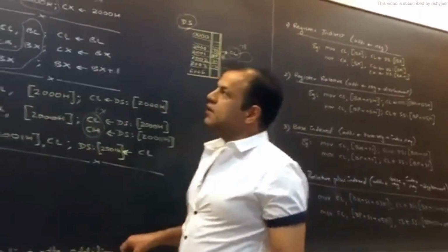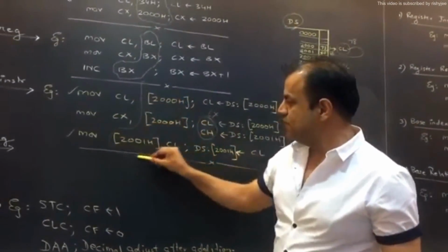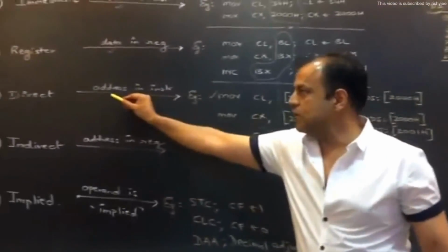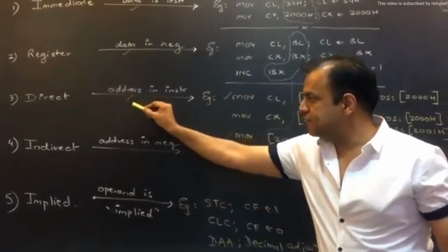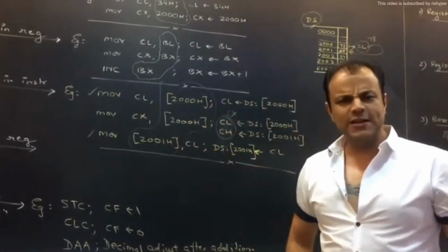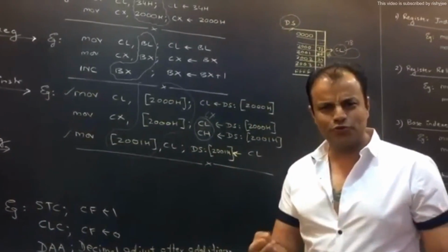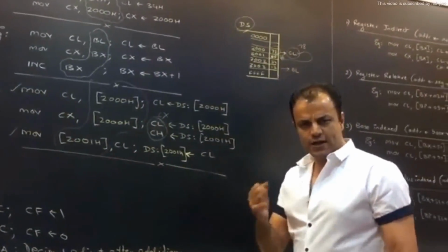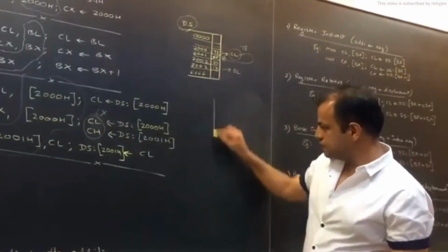Now what are we learning? We are learning addressing modes. Which addressing mode are we learning right now? Direct addressing mode. Definition is address will be given in the instruction. As you can see in all these instructions, address was given. Let's take a small example. Let's get this more solid. Before we start with the next addressing mode, let's get this clear.